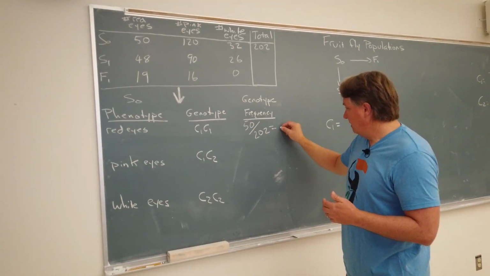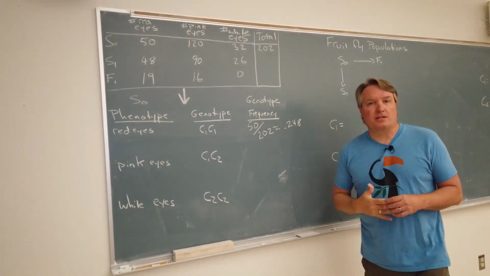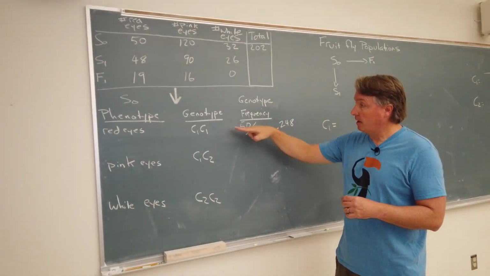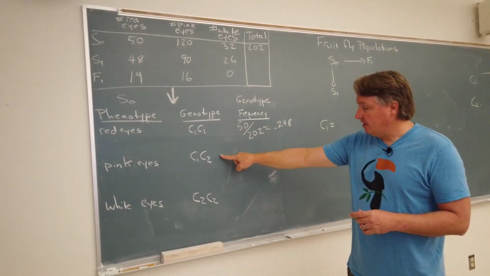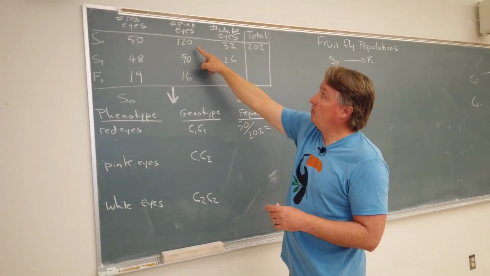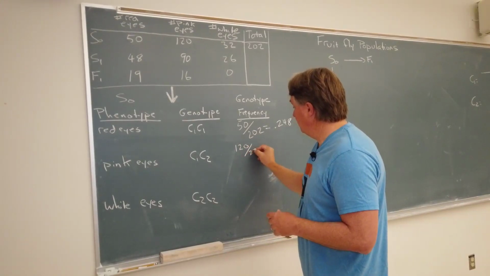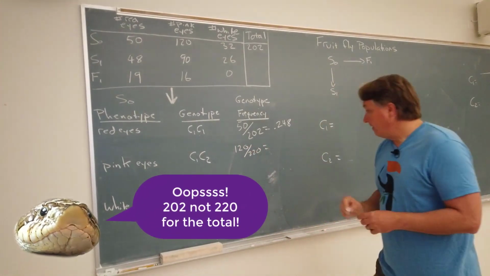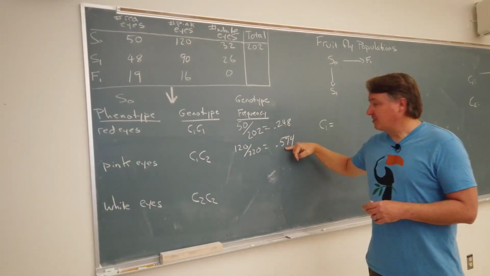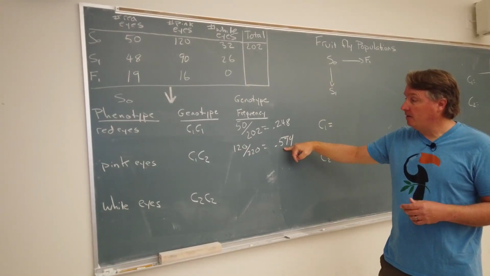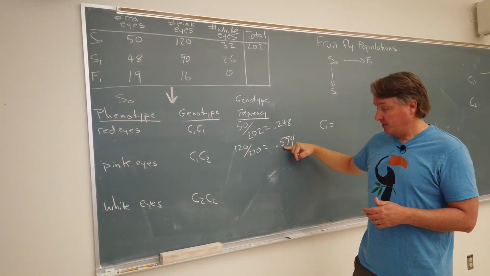So you do the math, it's going to be a value of 0.248. Or about 25% of the flies from the S0 have red eyes, or that C1C1 genotype. So we want to do the same thing for the C1C2. So go back to my data here. We had 120 pink flies. So 120 divided by 202. That'll give me a value of 0.594. So again, about 60% of the flies are pink, which makes sense. We had 120 out of 202. It's a pretty large proportion, about 60%.